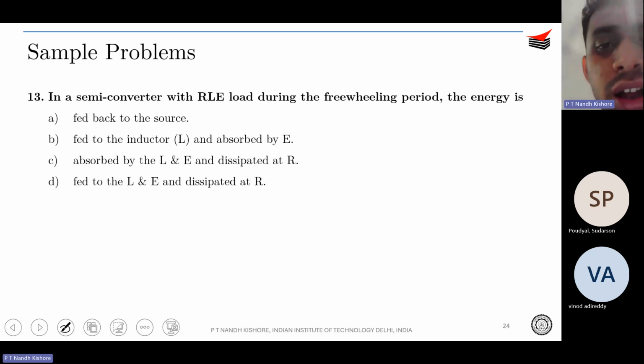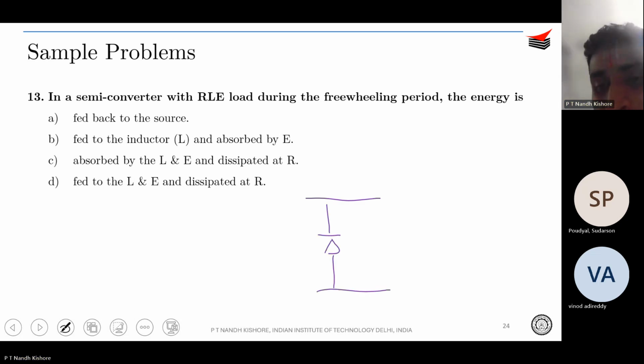In a semiconverter with RLE load, during the freewheeling period, this is very simple. During the freewheeling period, energy is what? Energy is fed back to the source, fed to the inductor and absorbed by E, absorbed by L and D and dissipated at R, fed to L and D and dissipated at R. Okay, so for these types of questions, first draw the circuit. It will be easier for you. So in a semiconverter, you have something like this, and then you have your R, L, and then your E.